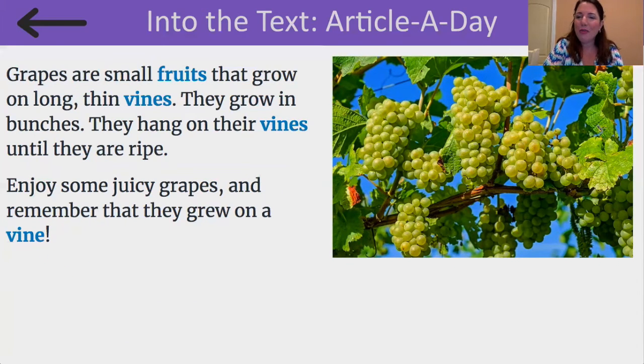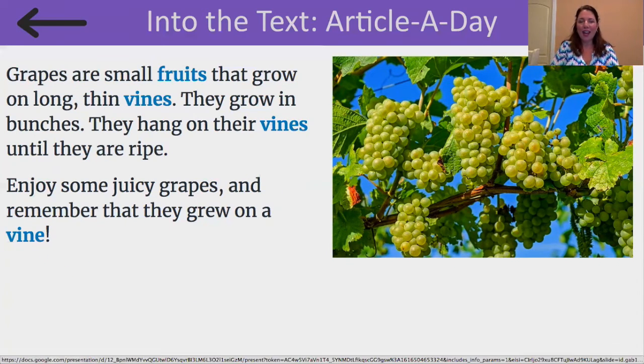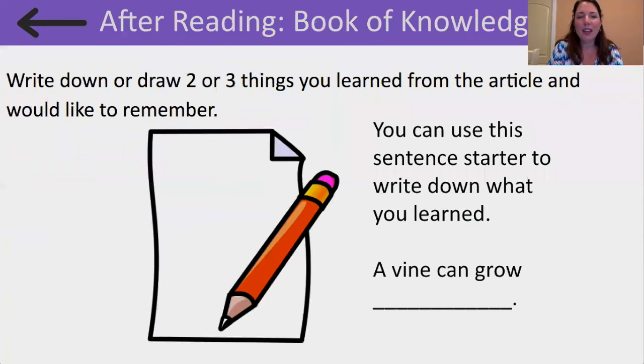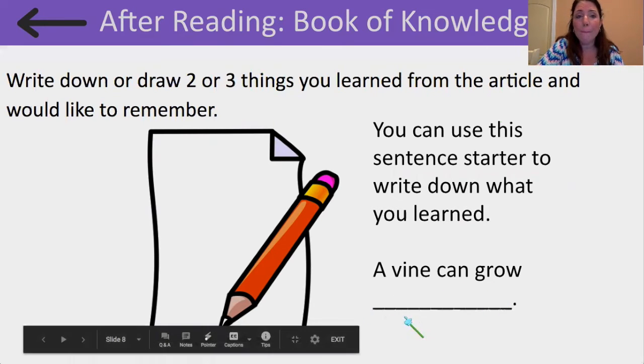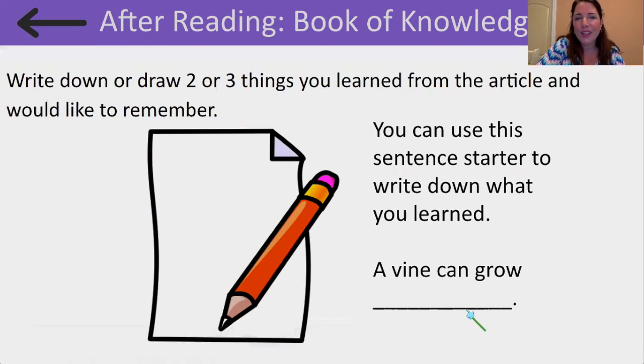So readers, now that we've read our article a day on what grows on vines, I want us to think about 2 or 3 things that we learned from this article that we would like to remember. So you can use this sentence starter to help you write down what you learned. A vine can grow. So let's take out our book of knowledge and let's jot down what we learned. Or if you don't have a book of knowledge, let's take out a piece of paper now.